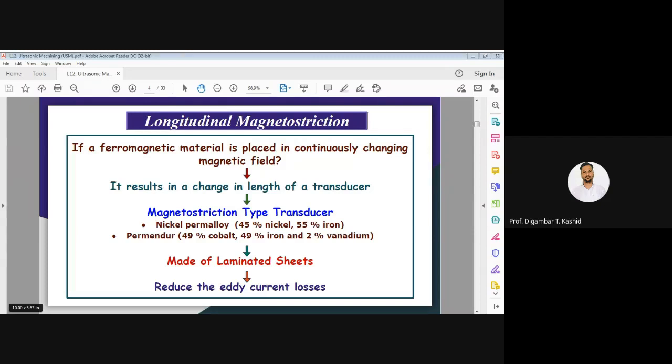Transducer means what? Please tell me. Many times in physics you might have heard about this. Once again I will repeat: a transducer is an electrical device which converts energy from one form to another form. In some cases you can take examples like microphones and loudspeakers.